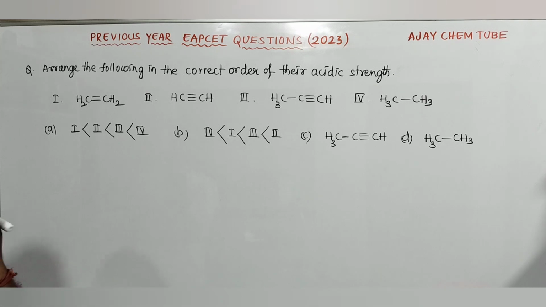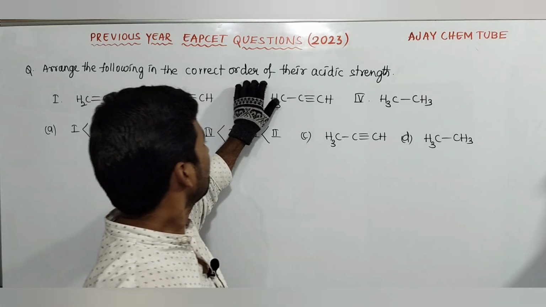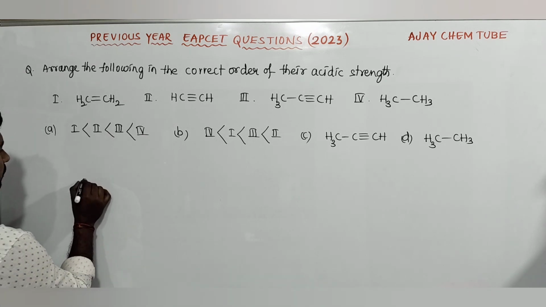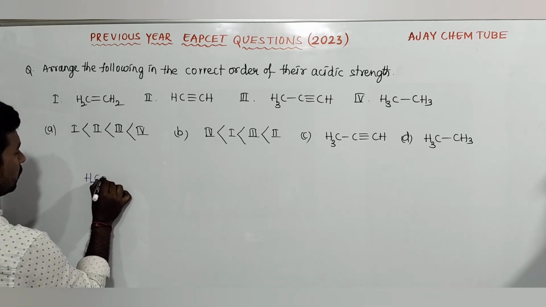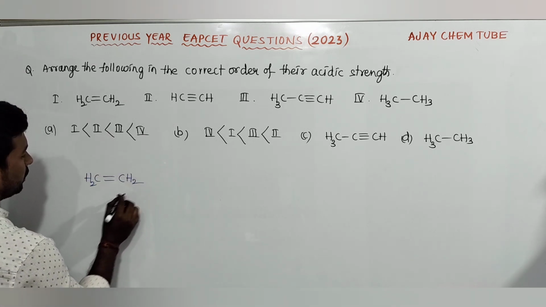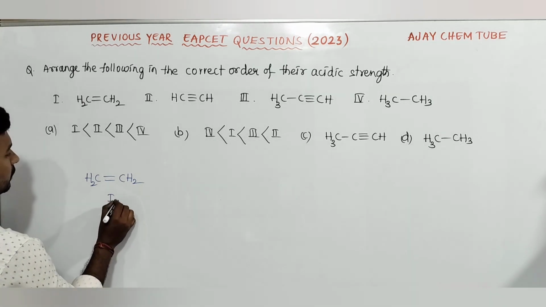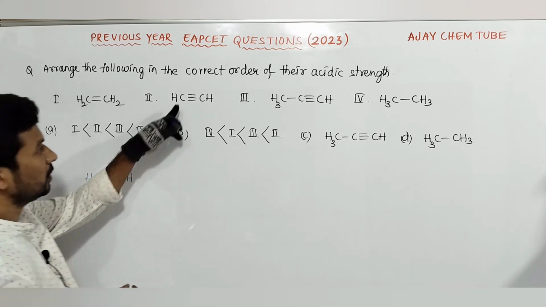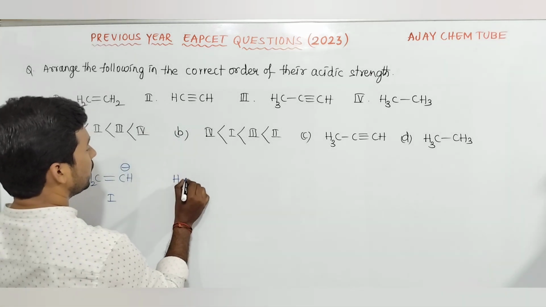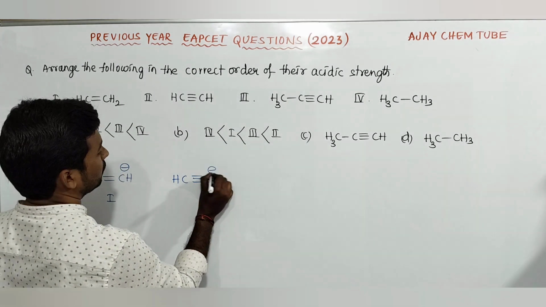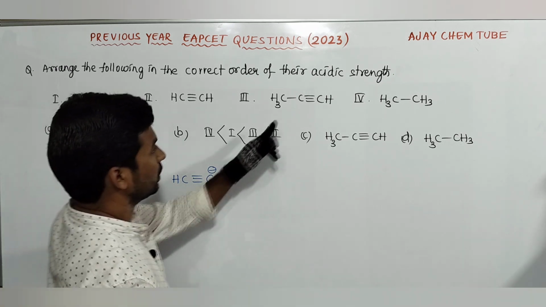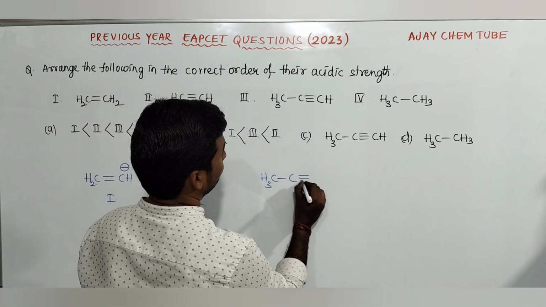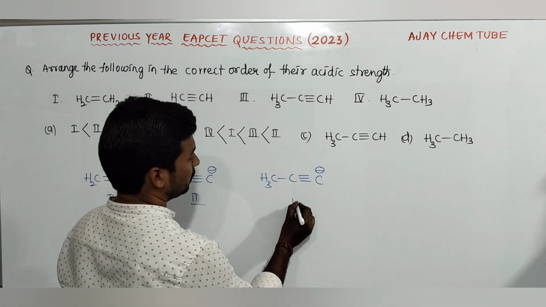Next, see this question. Arrange the following in the correct order of their acidic strength. If you see ethylene, to say acidic strength, first remove one hydrogen, then the rest becomes negative, the conjugate base. What is the conjugate base of acetylene? This is acetylene 2. And the conjugate base of propane, this carbon with negative charge, that is 3.